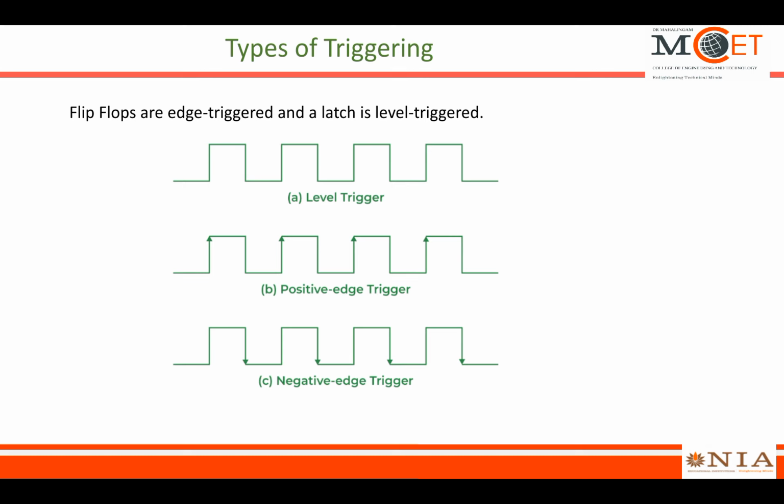If the flip-flop is triggered when the clock pulse goes from low to high, then it is called the positive edge triggering method. And if the flip-flop is triggered to update its output from high to low, then it is called negative edge triggering. So this is a square pulse which indicates the triggering method.